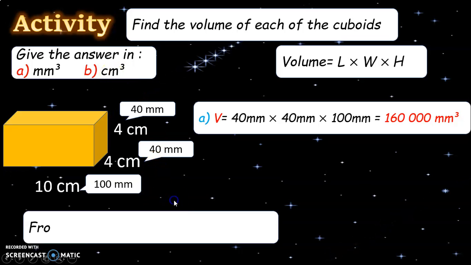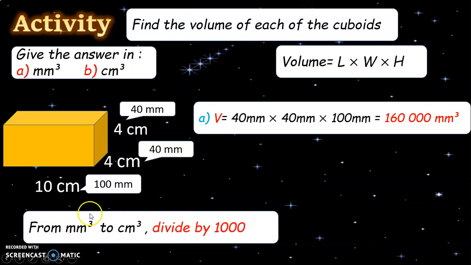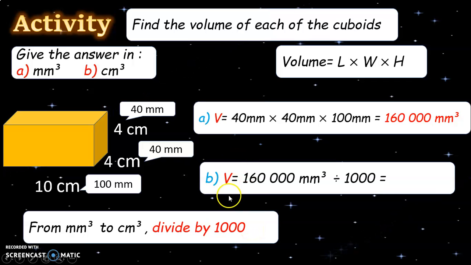Now the next step is to get the answer in centimeter cube. We know that if we want to change from millimeter cube to centimeter cube, we need to divide by 1000. So we have 160,000 millimeter cube, and let us divide it by 1000. It will be equal to 160 centimeter cube. So we already have the answer.